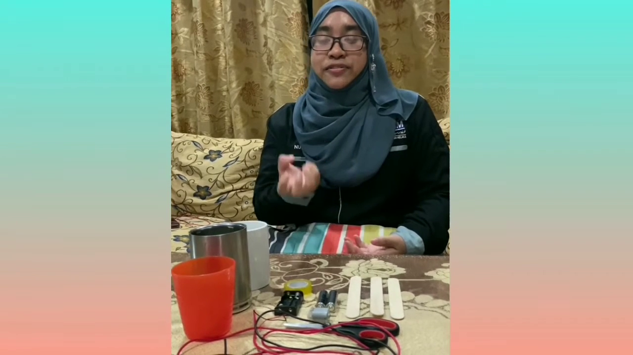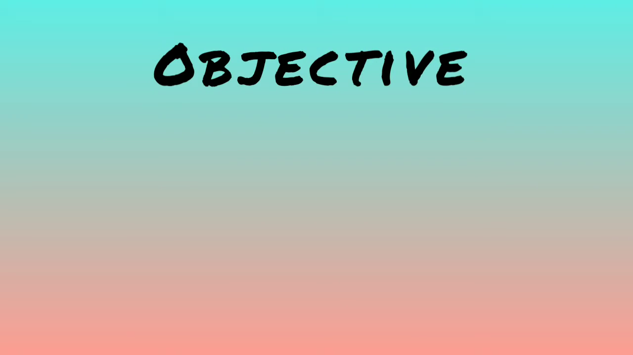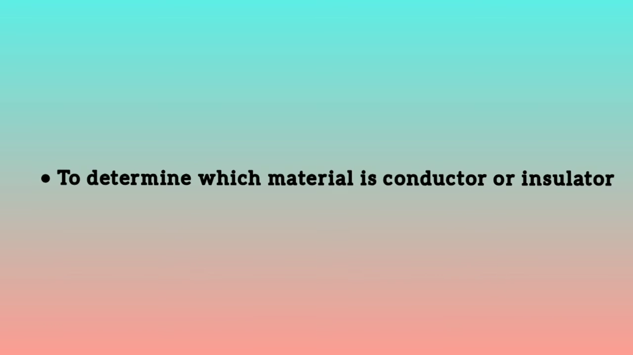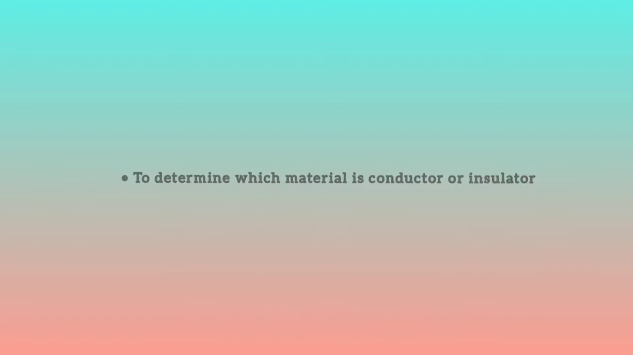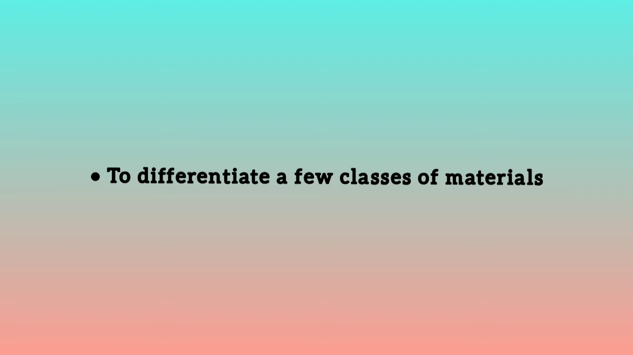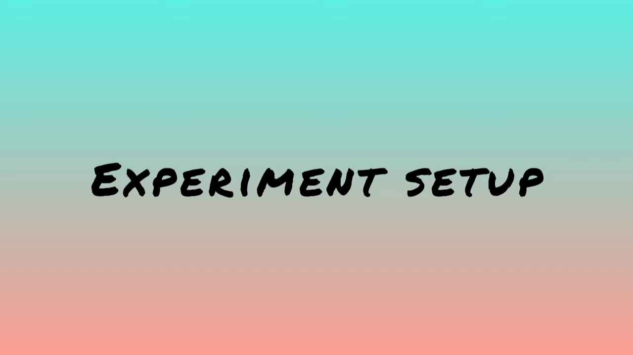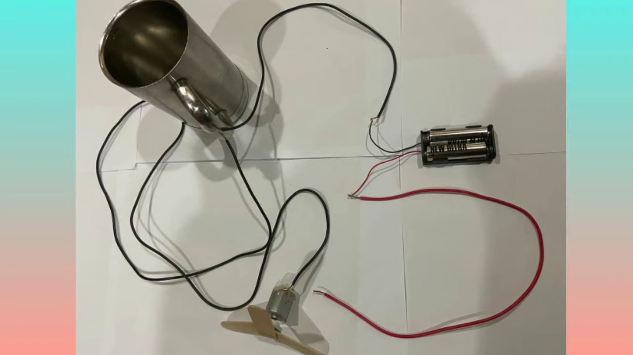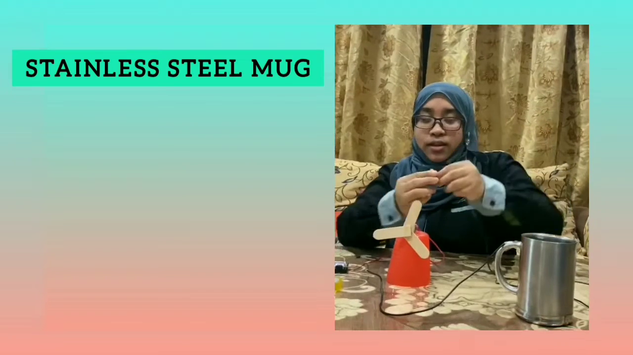Today, I will conduct the experiment of conduction of electricity on different materials. The objective of the experiment is to determine which material is a conductor or an insulator, and to differentiate a few classes of materials. This diagram shows how the experiment was set up. So, let's begin the experiment with the first material.